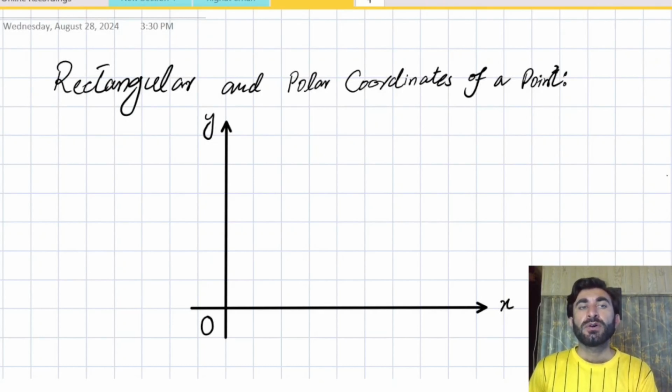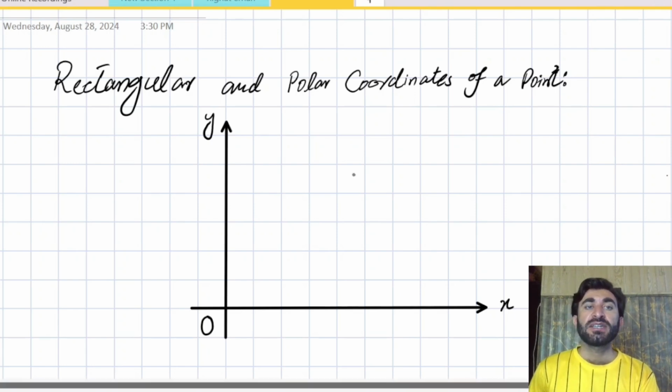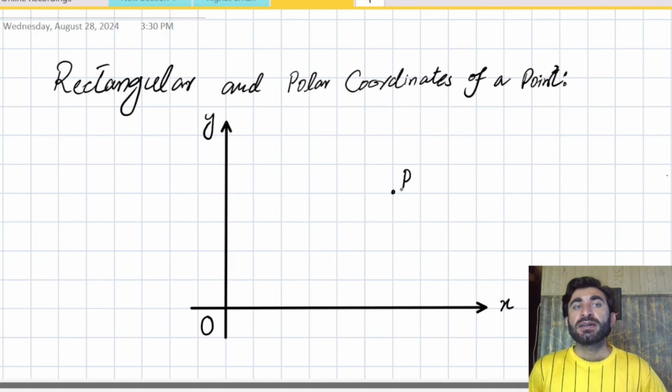Today we are going to learn about the rectangular and polar coordinates of a point. First we discuss the rectangular coordinates, and I have taken a rectangular coordinate system. I take a point over here, name it as P, and what are the rectangular coordinates of the point P?